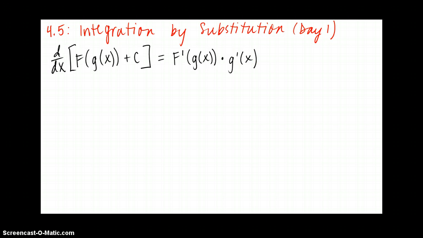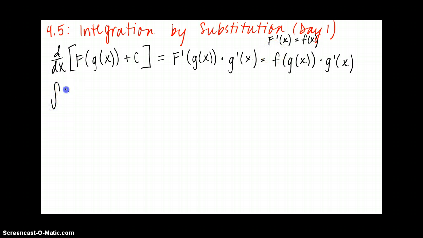And now let's use our definition that the derivative of big F prime of x is equal to little f of x. So I'm going to replace that. Okay, now let's use what we know about the derivative and the antiderivative. They're inverses of each other.